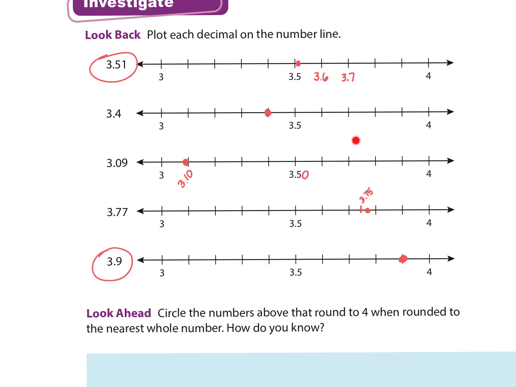Closer to 3 or 4? 3. It's closer to 3, so is that going to round to 4 or not? Not. What about the next one? 4. It's going to round to 4. Okay, so visually we can see that the points are closer to the 4. They're past the halfway mark, closer to 4, so they round up to 4.